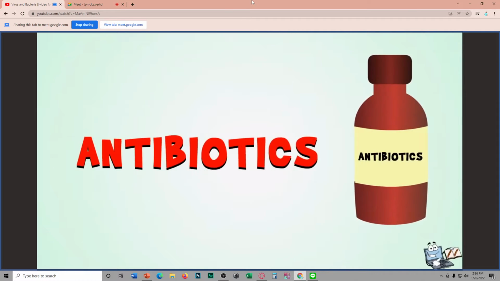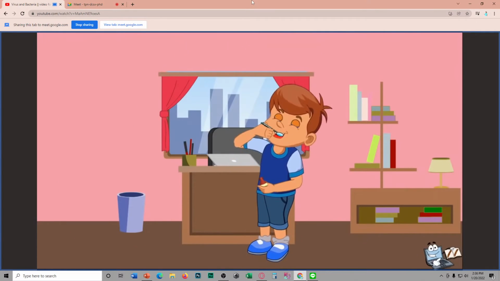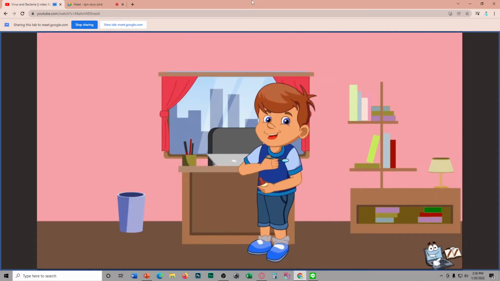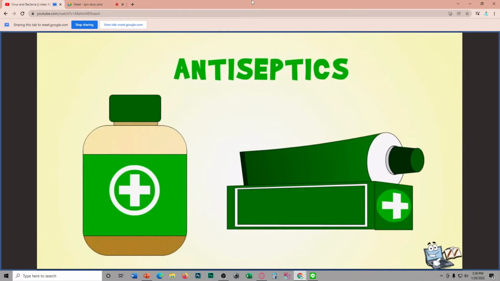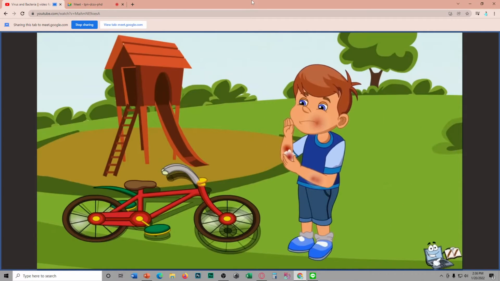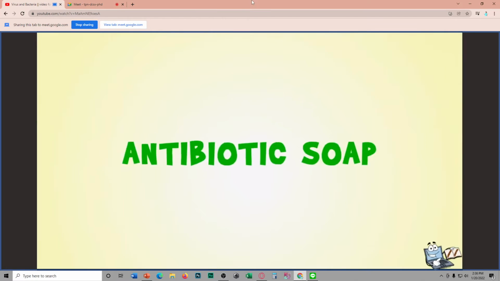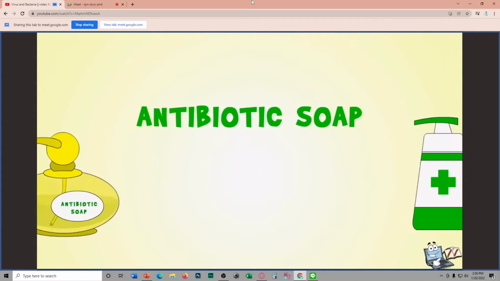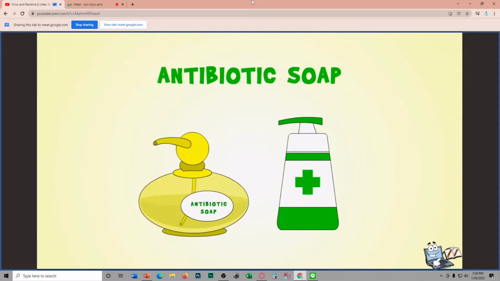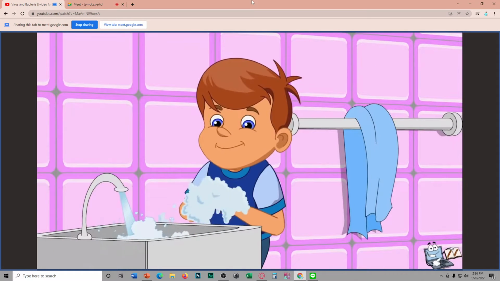Nowadays, we have antibiotics we can take which help to fight against the bad pathogens. We also have antiseptics to help us keep wounds clean of bacteria, and antibiotic soap we use to wash to help keep off bad pathogens. This is why we should wash our hands again and again.